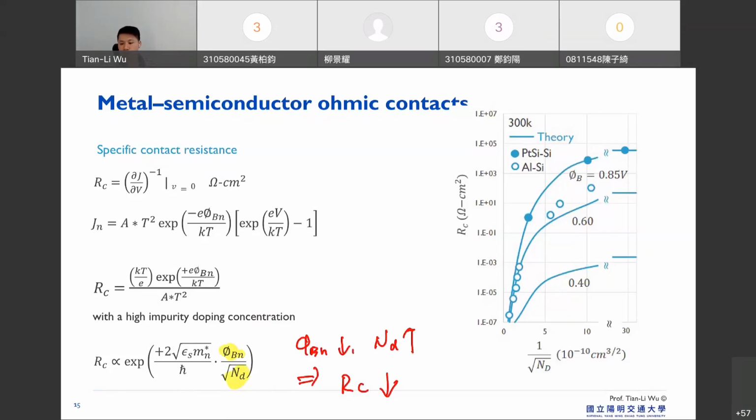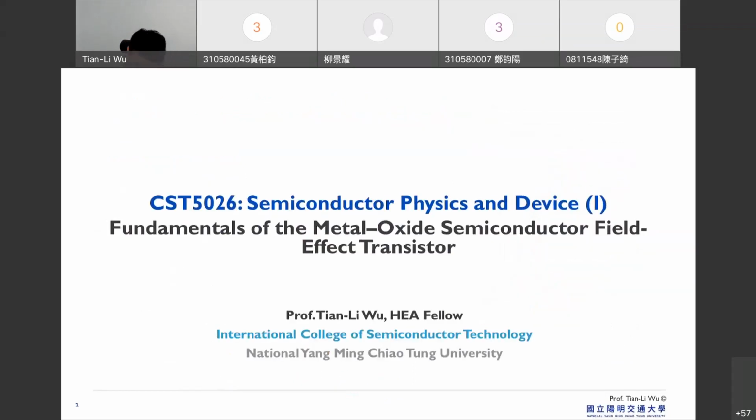So the goal for us is always trying to have the contact resistance as low as possible, and in this case we can have a higher output current for our semiconductor device. Okay, so this is what we have for the metal and semiconductor. Then we will start to move to the metal oxide semiconductor field effect transistor.